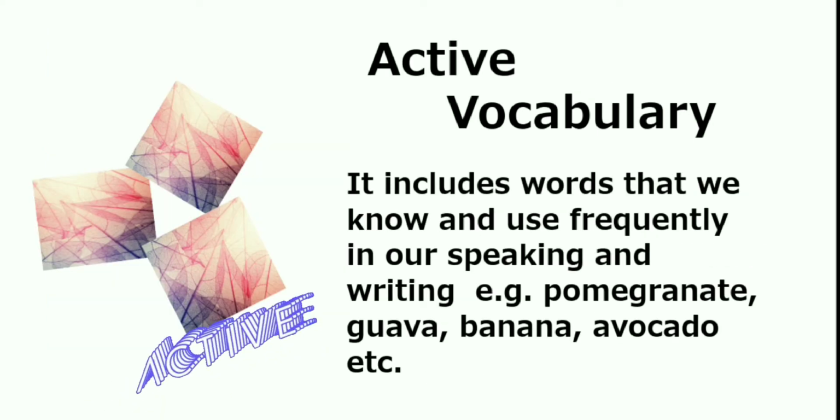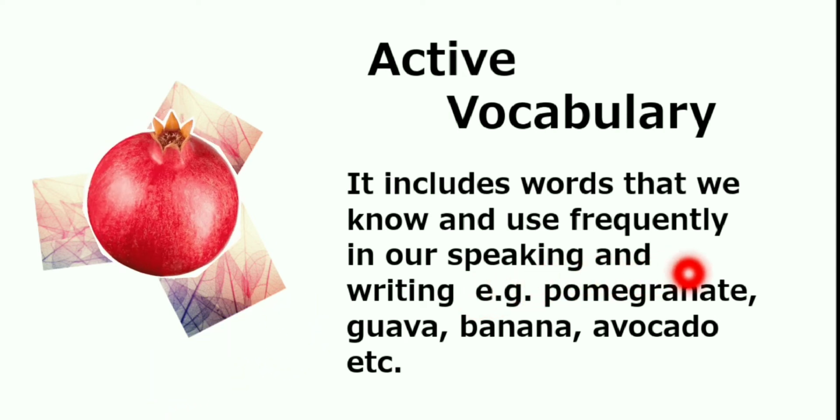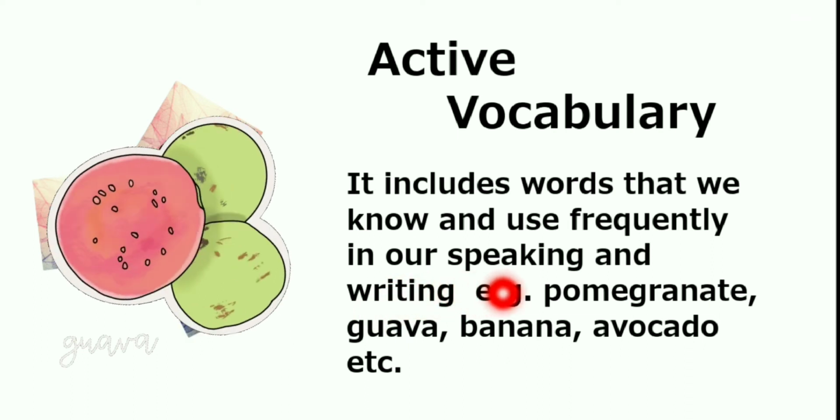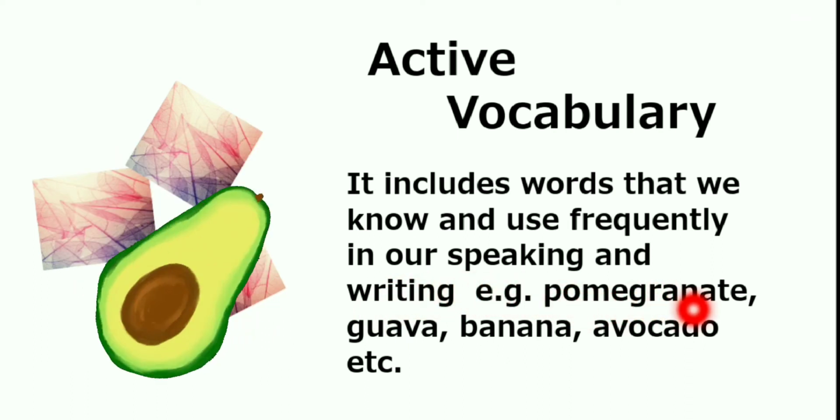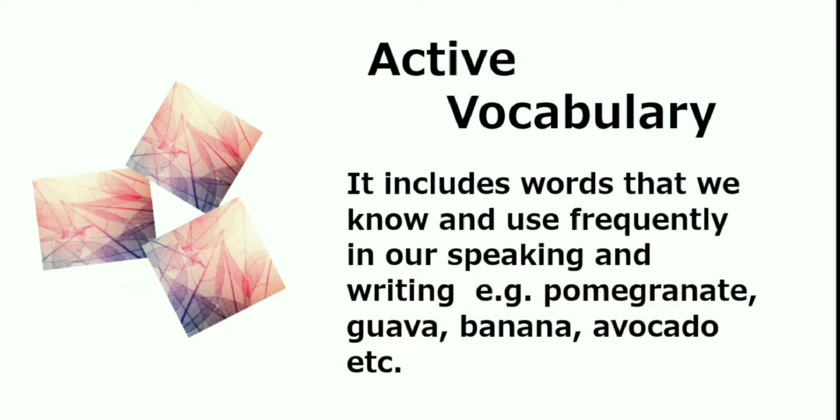Active vocabulary. It includes words that we know and use frequently in our speaking and writing. For example, vocabulary related to fruits: pomegranate, guava, banana, avocado, etc. If we don't use our formal, informal, common and unique vocabulary more often, then it becomes passive, which is useless. It is necessary to use the vocabulary actively in the speech.